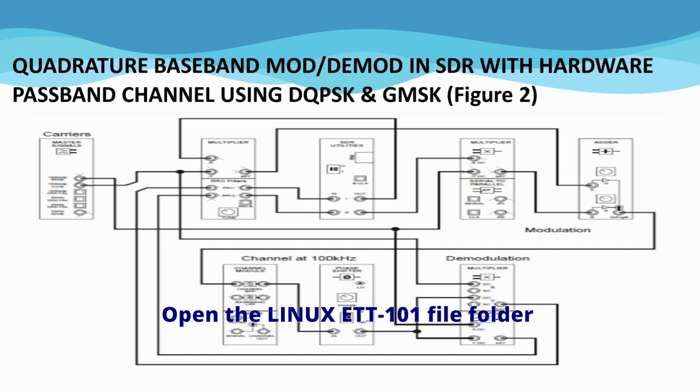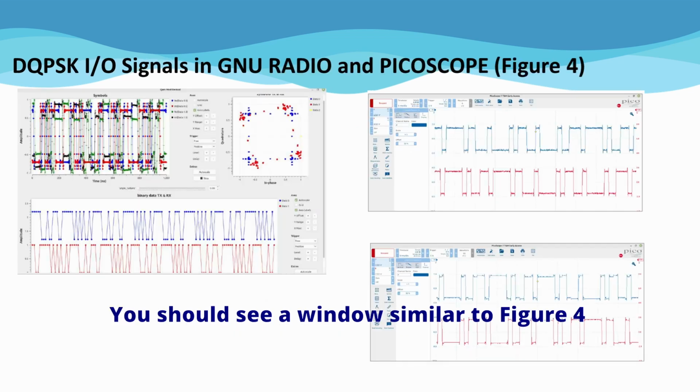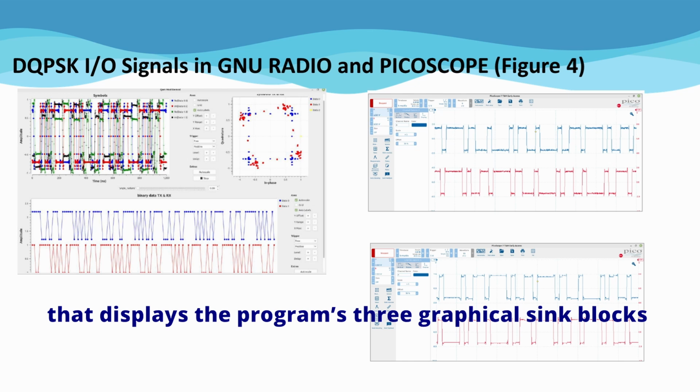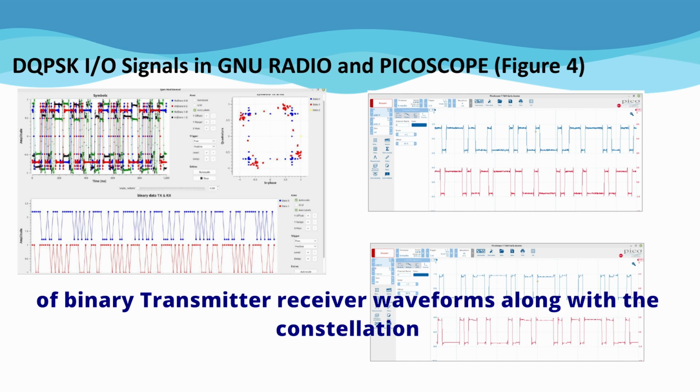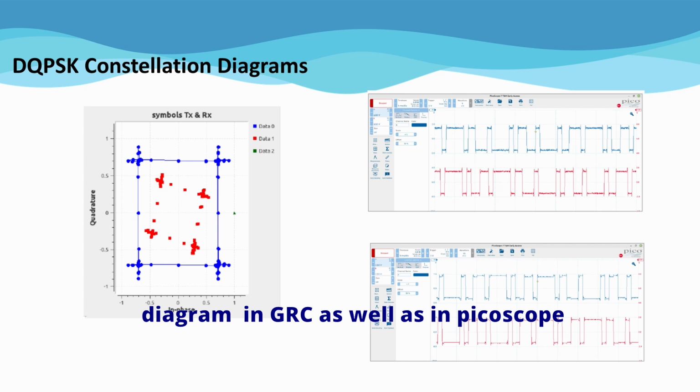Open the Linux ETT 101 file folder and open the GRC file. Execute the GRC program. You should see a window similar to Figure 4 that displays the program's three graphical sync blocks of binary transmitter-receiver waveforms, along with the constellation diagram in GRC as well as in PicoScope.